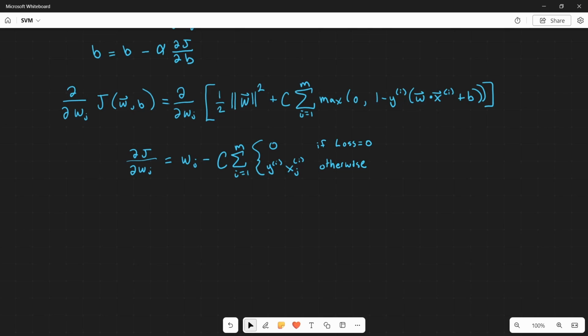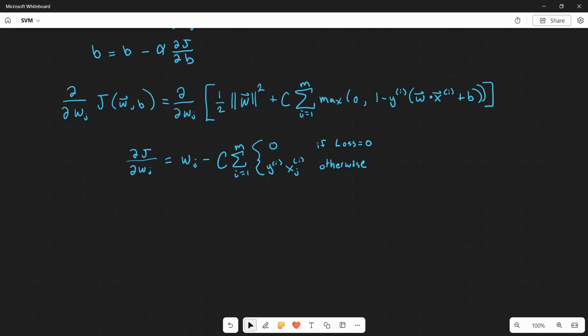All right, so once we calculate the partial derivative with respect to wj, we'll get wj minus our regularization parameter times the sum of this piecewise function. So in this sum, we're looking at each training example and its loss. If the loss of that training example is equal to 0, then we're going to return 0 in the sum. Otherwise, we'll return y at i times x at ij. And that's all we need to do for the partial derivative with respect to wj.